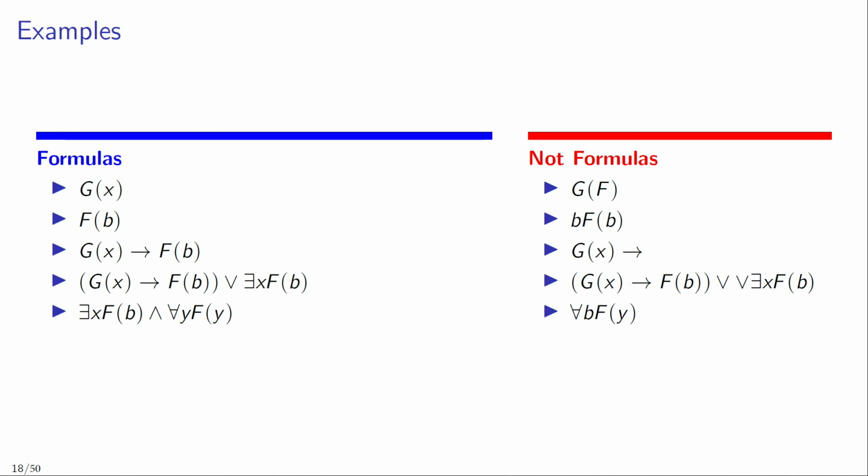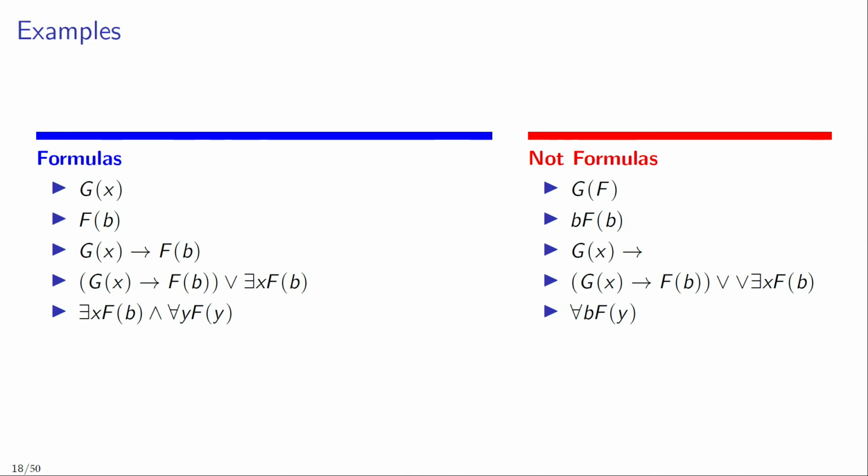Now what you see on the right-hand side are not formulas. In the first line you see Gf. This is not a formula because the symbol within the brackets here stands for a predicate. But we cannot apply an FOL predicate to another predicate. We can apply FOL predicates only to names. So when I use the FOL predicate G and apply it to another FOL predicate F, the result is not a formula.